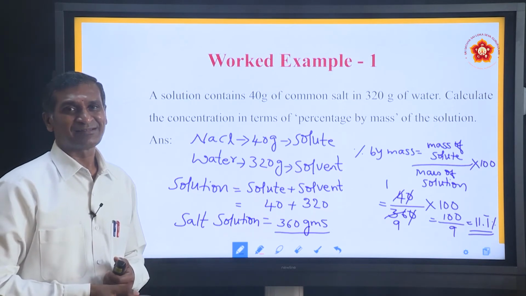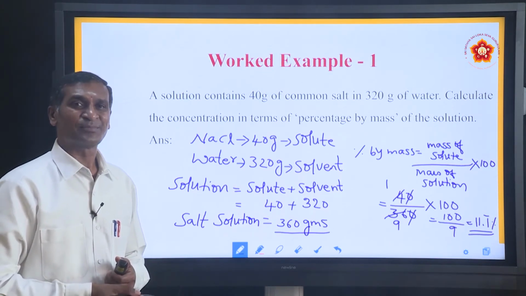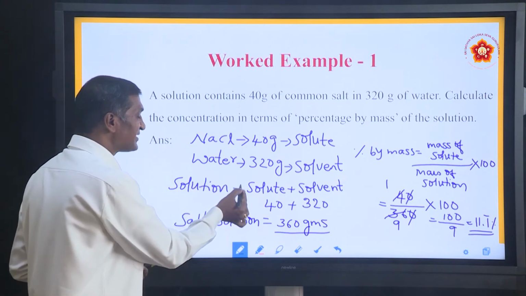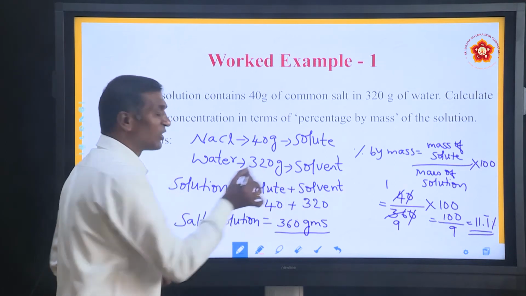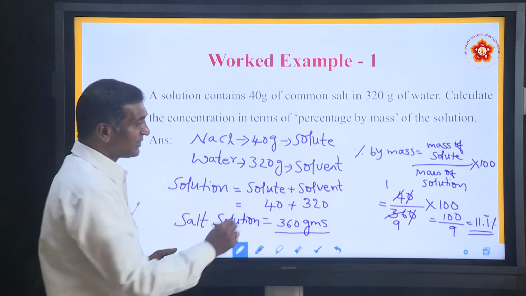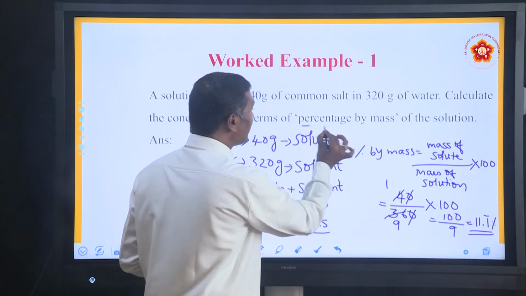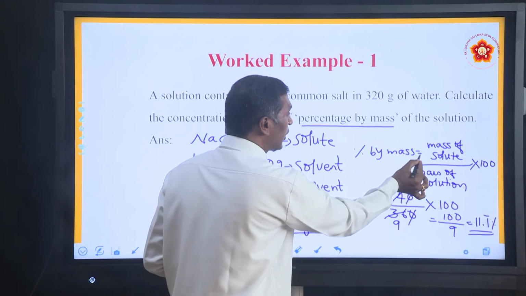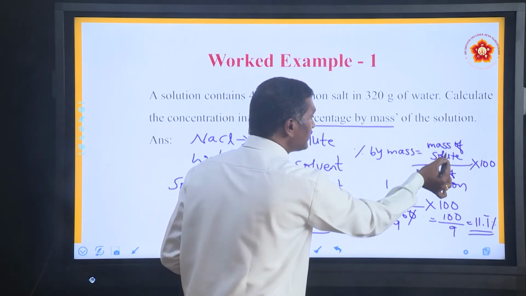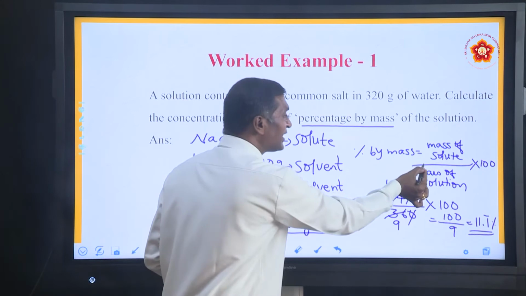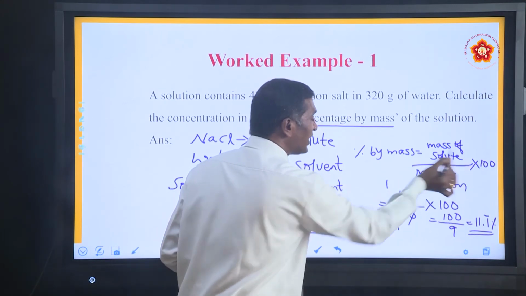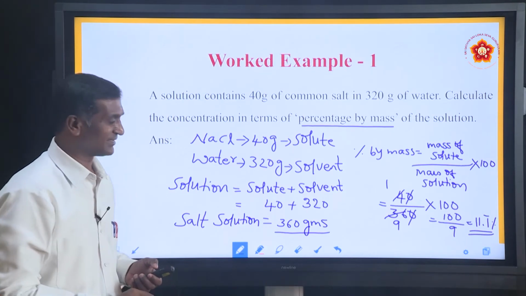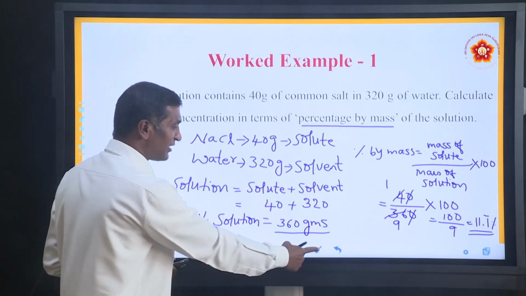I hope all of you understood the simple mathematical problem, where you should know the formula: solution is equal to solute plus solvent. Next, they have asked you to find percentage by mass. So, percentage by mass will always be equal to the mass of the solute divided by the mass of the solution into 100, since they have asked us to find the percentage. I hope all of you have understood.